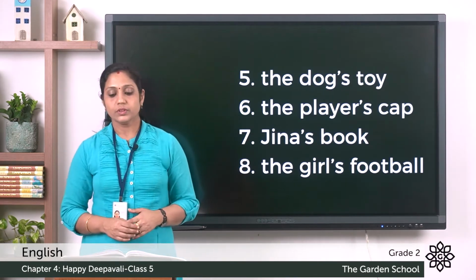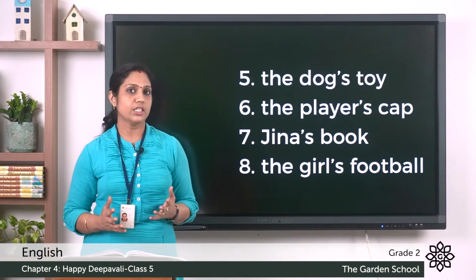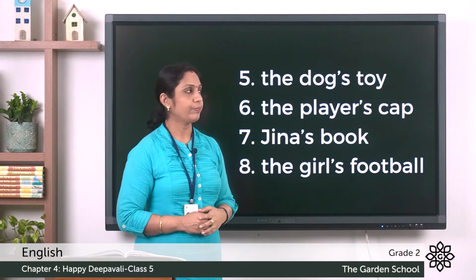Fifth one, the toy that belongs to the dog. It is the dog's toy, and where do we need to insert it? The dog's. In between G and S, insert the apostrophe.